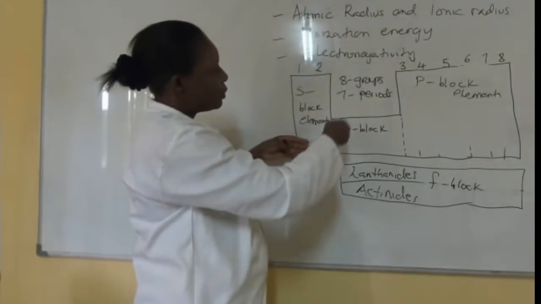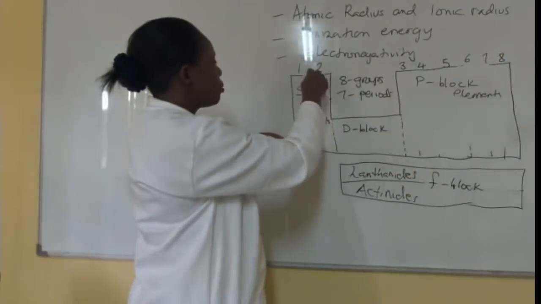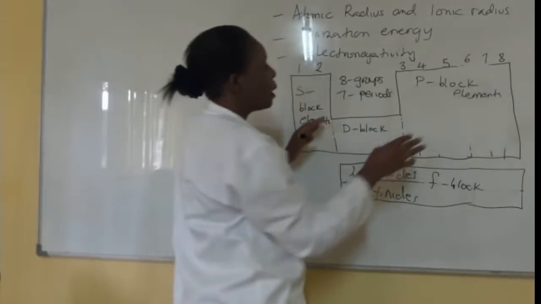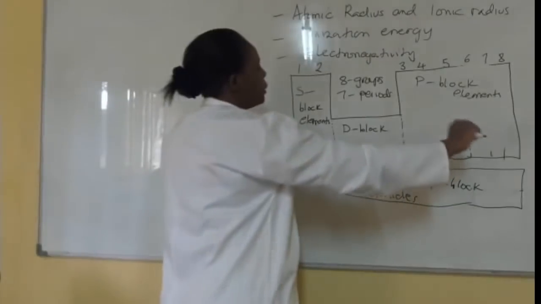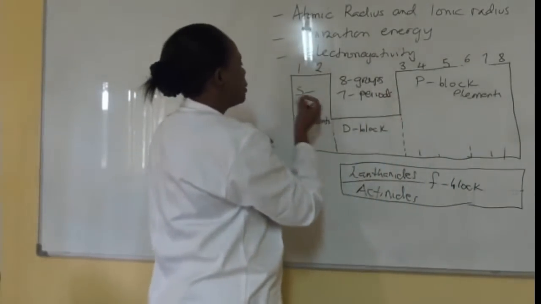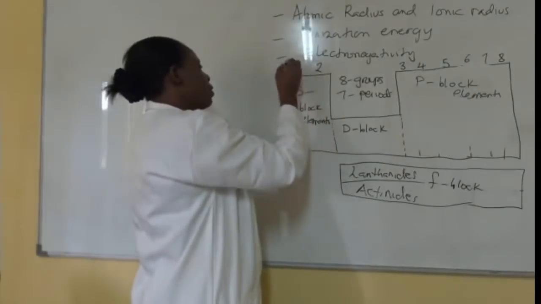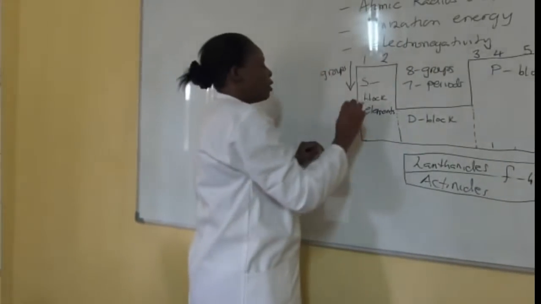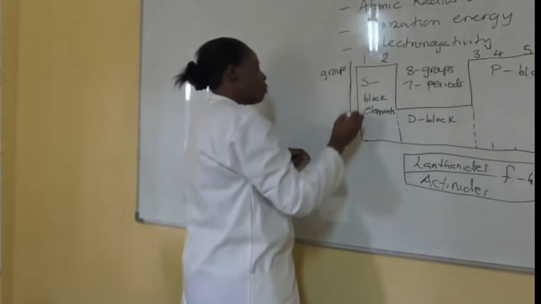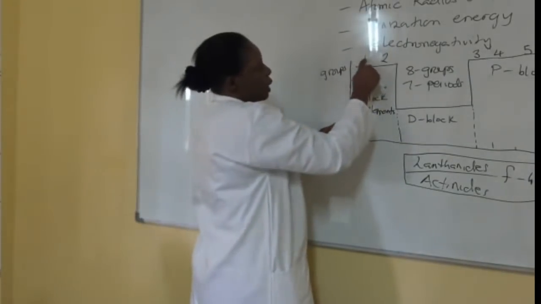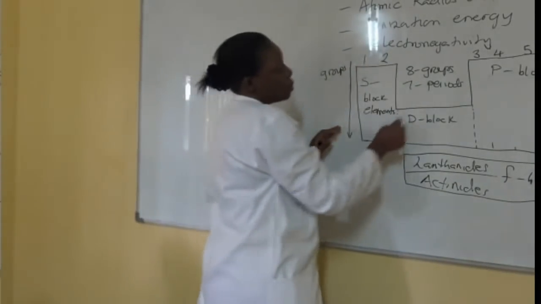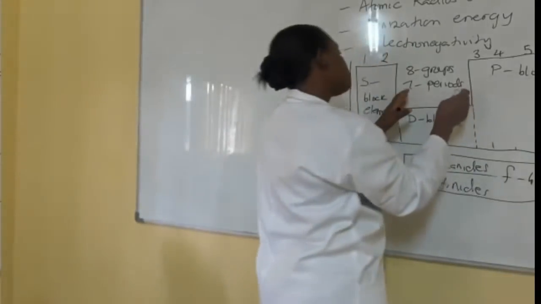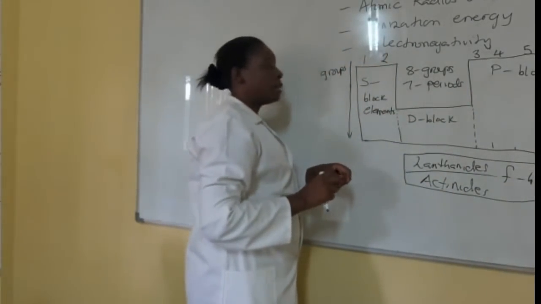The vertical columns, the ones which run from top to bottom, are your groups. Okay, vertical columns are your groups, and these horizontal columns are your periods. Okay, so what runs from top to bottom, these are your groups or your vertical columns. So you can count. This is group 1, group 2, group 3, group 4, group 5, group 6, group 7, group 8. Okay? When you leave out the D block elements.